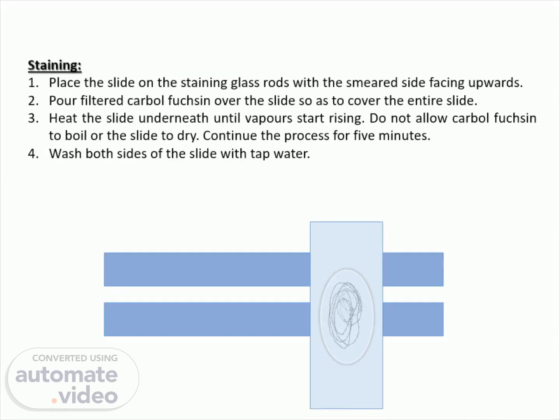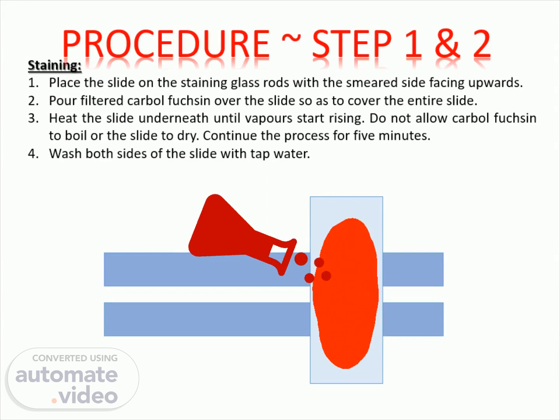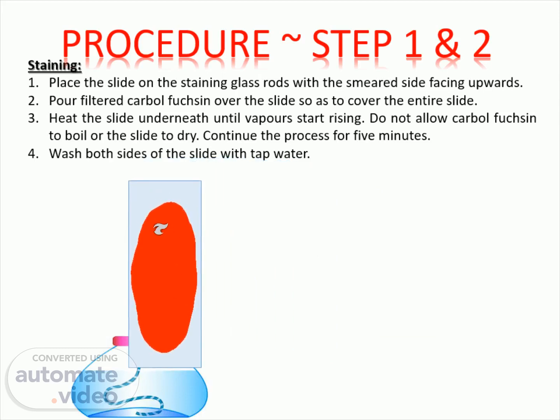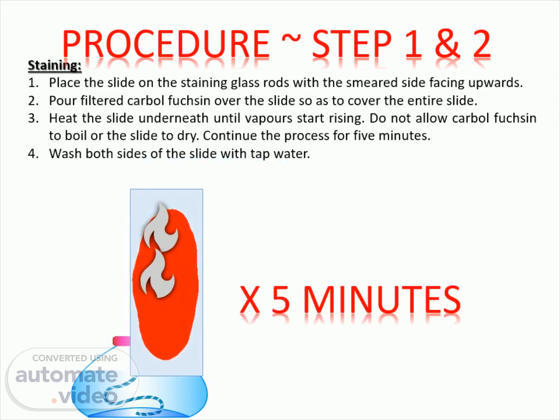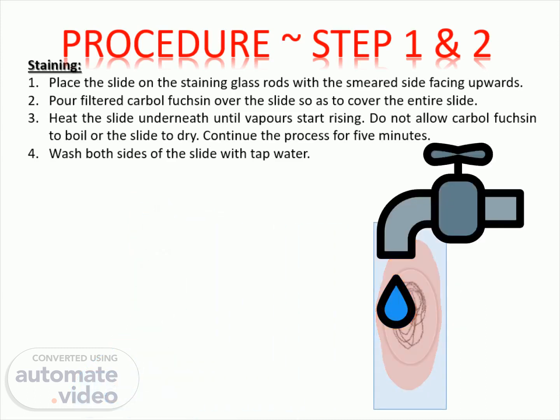Now comes the procedure of heat staining. There are 4 steps in heat staining. Step 1: place the slide on the staining glass rods with the smeared side facing upwards. Pour filtered carbol fuchsin over the slide so as to cover the entire slide. Wait for 5 to 8 minutes. Next, Step 2: heat the slide underneath until vapors start rising. Do not allow carbol fuchsin to boil or the slide to dry. Continue the process for 5 minutes.